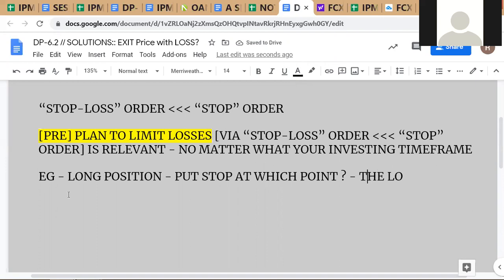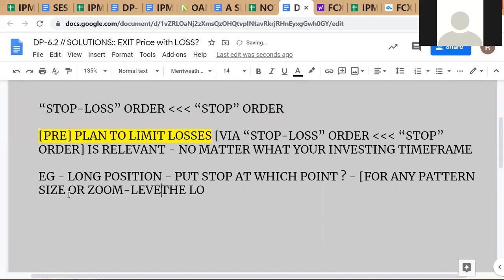Now this is very important that for any pattern size, or I'm going to use this colloquial language of zoom level. Zoom level means, imagine Ethan is using his camera, zooming in, zooming out. Okay, so degree of magnification. If you want to use a bigger term, you can use degree of magnification. Okay, pattern size or zoom level.